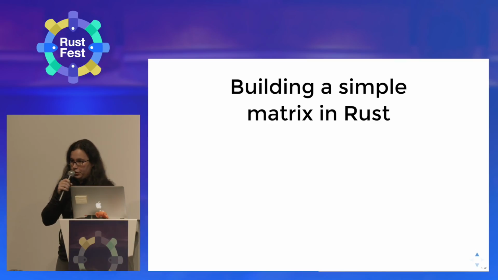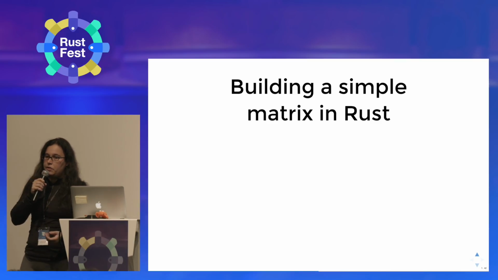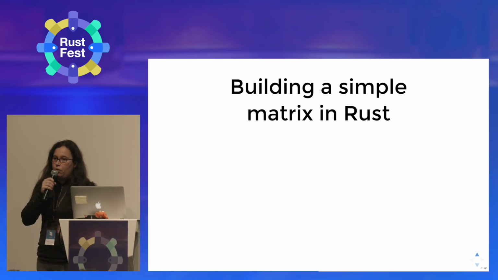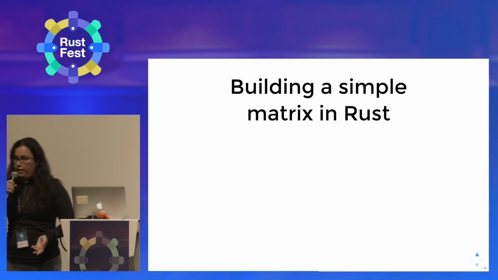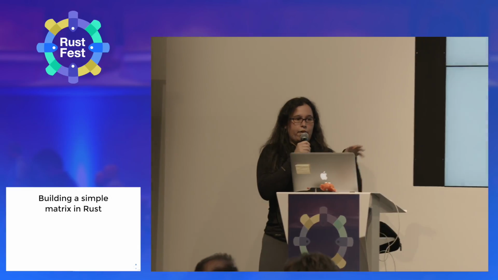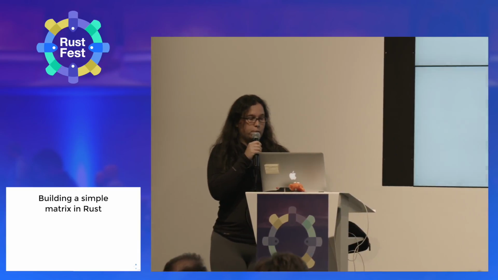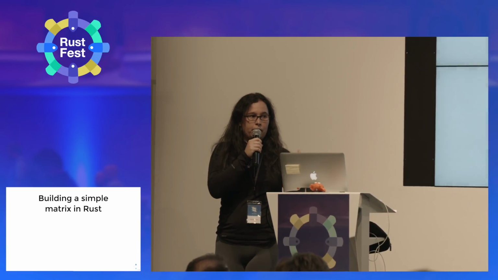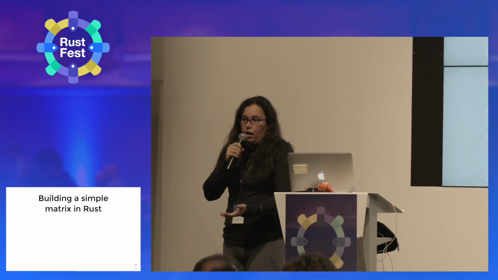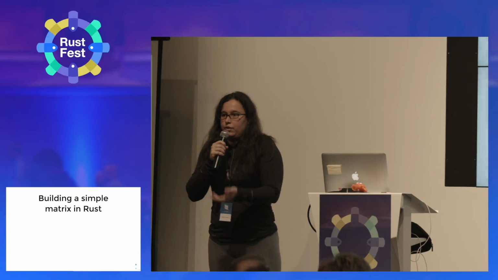So I asked those students that I was talking to last year, what is the most frequent structure that you use in Octave? And they said, matrix. And in most cases you have to extend a matrix to implement something for you, or at least implement some sort of calculation for your matrix. So I suggested to them, why don't you start building a matrix in Rust?